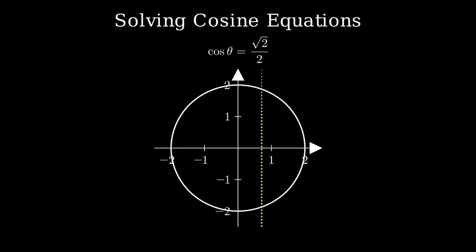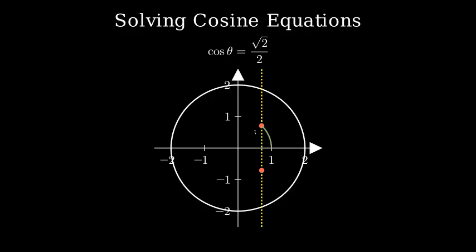Remember, the cosine of an angle represents the x-coordinate of a point on the unit circle. When cosine theta equals square root of 2 over 2, we're looking for points where the x-coordinate is square root of 2 over 2. Let's find our first solution.